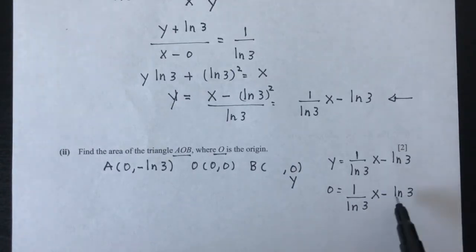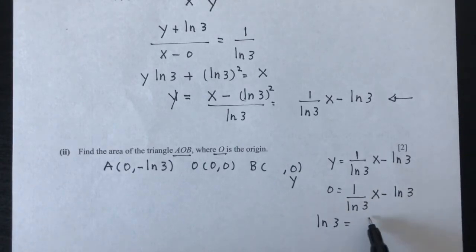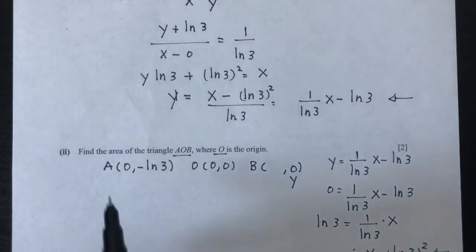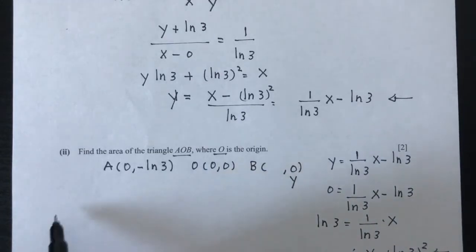That should be what? If you bring this one over here, you will have ln 3 equal to 1 over ln 3 times x. So the value of x will be ln 3 square. Okay, so that is ln 3 square. Now to find the area is pretty easy. So let's have a look.